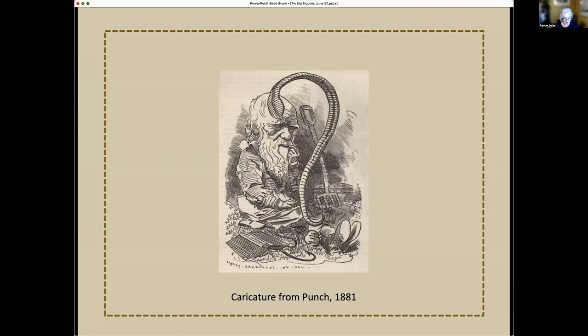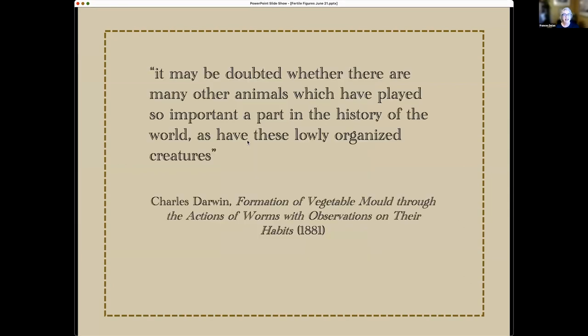Darwin's worms were workers, plowmen, and historical agents. It may be doubted whether there are many other animals which have played so important a part in the history of the world as have these lowly, organized creatures, he wrote. While Darwin was wrong about some aspects of soil life, he was right about the crucial role of worms. But it took soil science a while to catch up with him.